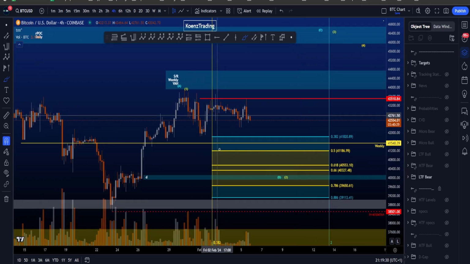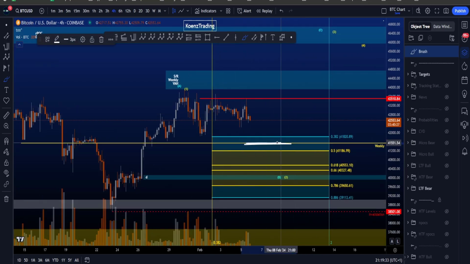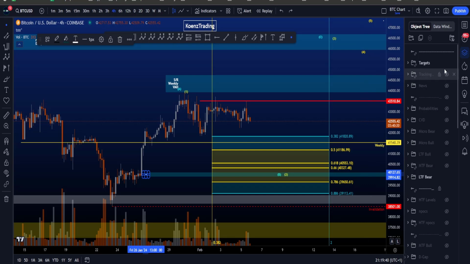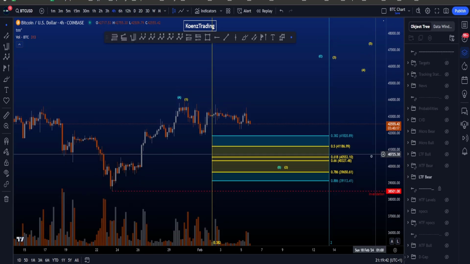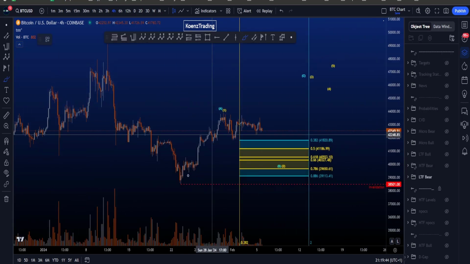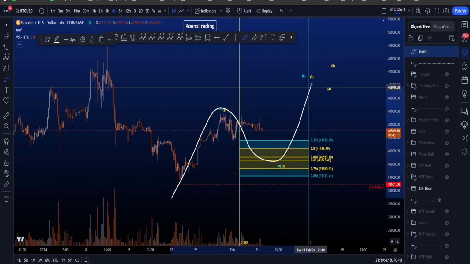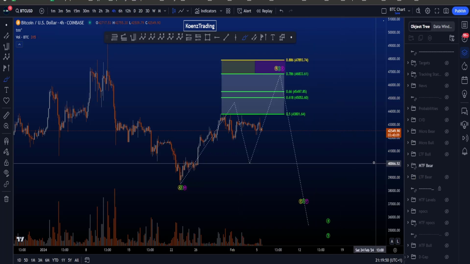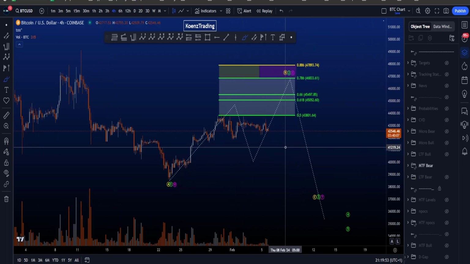If we then look at support areas, we have a weekly level over here at 41.5k, and then to the downside we have a blue box just below the golden pocket here sitting between 39.9k and 40.1k. If we look for a 3-wave structure to the upside in an ABC for then continuation to the downside, then this is the scenario that we have to keep in mind.